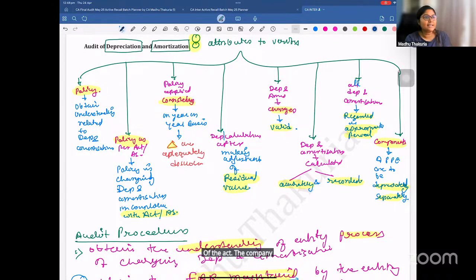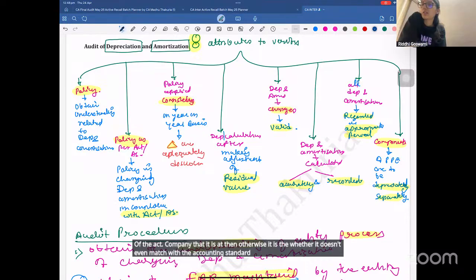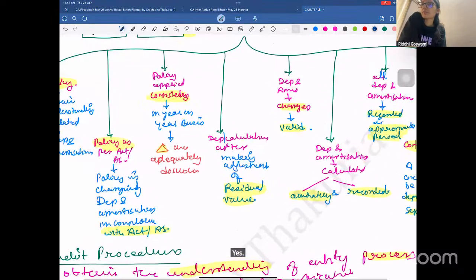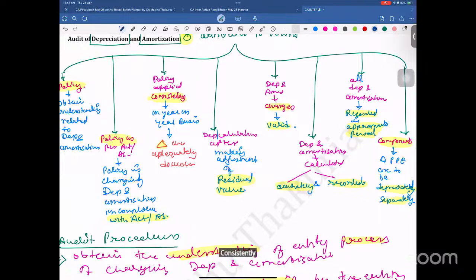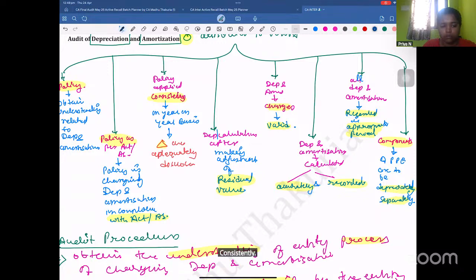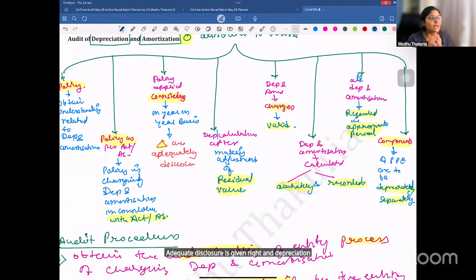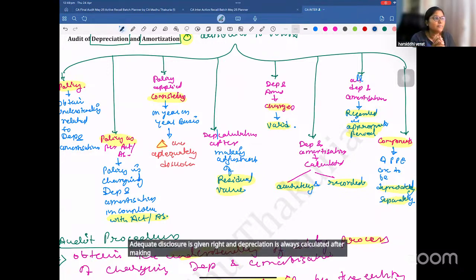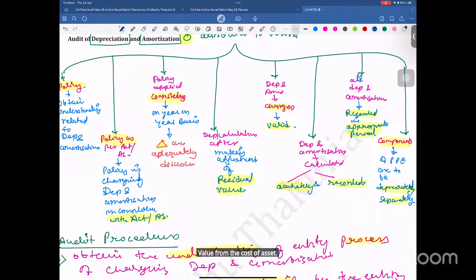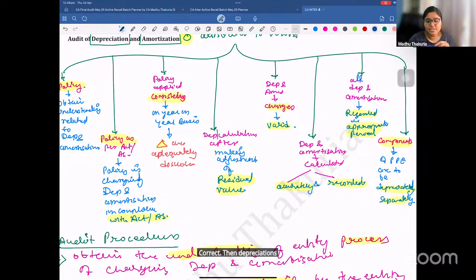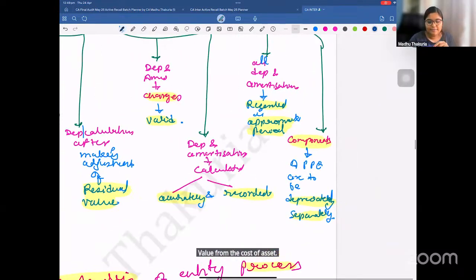Otherwise it doesn't even match the accounting standard, right? Yes. Then the policy is applied consistently, year on year. Adequate disclosure is given, right? And depreciation is always calculated after making adjustment for residual value from the cost of the asset. Correct. Then depreciation and amortization charged are a valid charge.